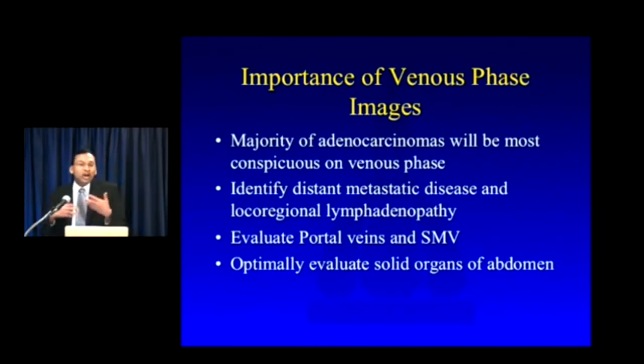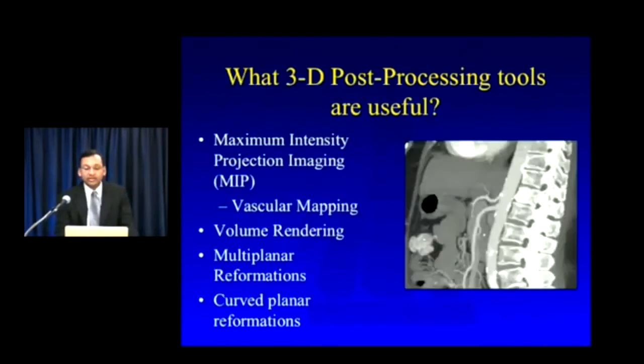And of course, you're not just looking at the pancreas, right? Anytime you're looking at a CT scan, you have to evaluate all of the different solid organs of the abdomen, and that for the most part is going to be best done using the venous phase.